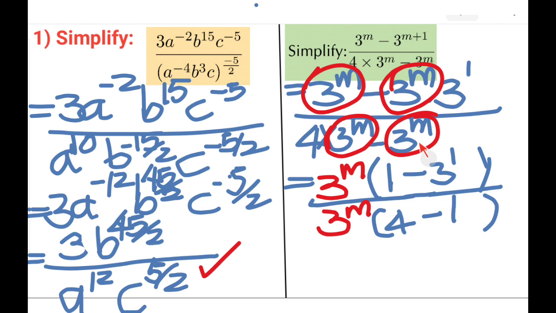Now the 3 to the power of m's cancel out, and you're left with 1 minus 3 is equals to negative 2 over 4 minus 1 is simply equals to 3. So you're left with minus 2 over 3. And that's your answer there.